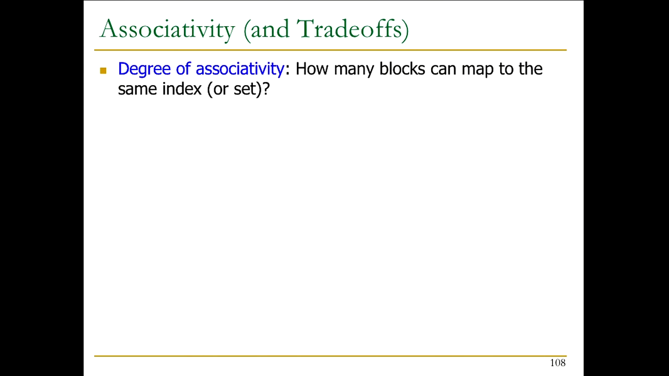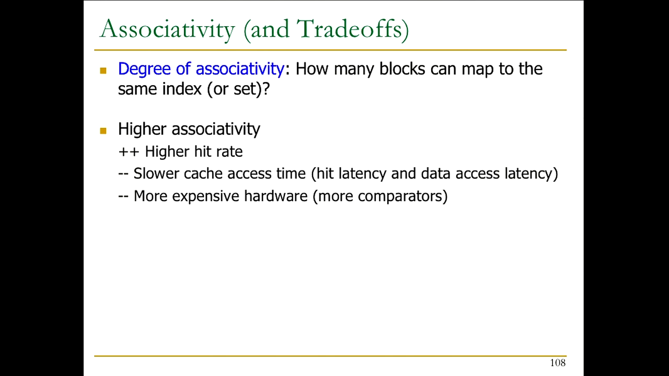Okay, this is the last slide I'll cover, I think. Basically, associativity leads to many trade-offs. Degree of associativity is how many blocks can map to the same index or set. Higher associativity gives you higher hit rate most of the time, but slower cache access time, hit latency, and data access latency, more expensive hardware, more comparators. And usually there is diminishing returns from higher associativity.